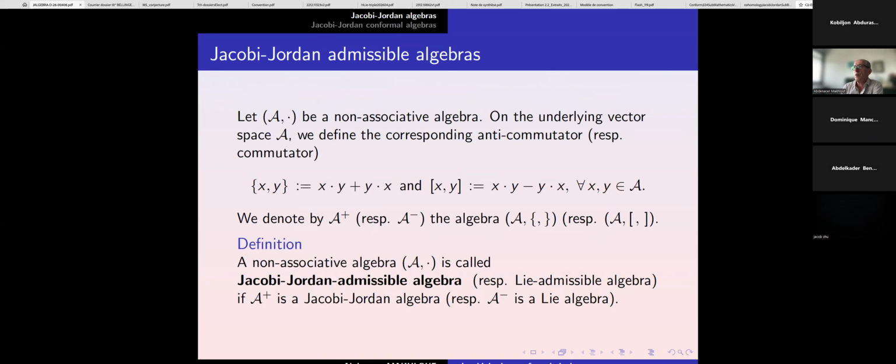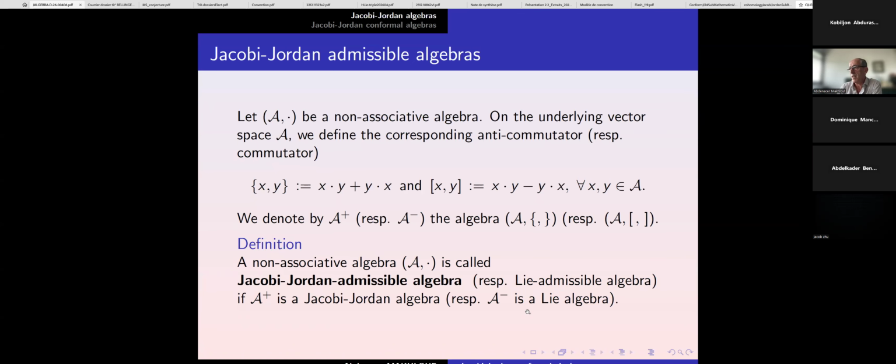Okay, now we are going to discuss Jacobi-Jordan admissible algebra, which means the non-associative algebra that leads to a Jacobi-Jordan algebra. First, let me introduce for a non-associative algebra the usual commutator, which is defined here by the bracket, and by this brace we define the anti-commutator. We consider the associated algebra with brace, which we denote by A plus, and the associated algebra with bracket we denote by A minus. Then if I start with a non-associative algebra A with a dot, it is called Jacobi-Jordan admissible algebra if A plus is a Jacobi-Jordan algebra.